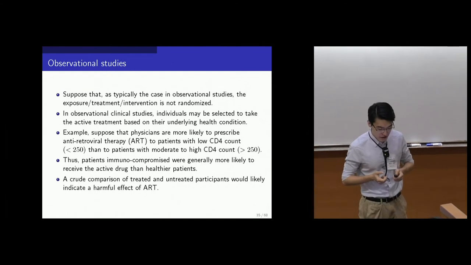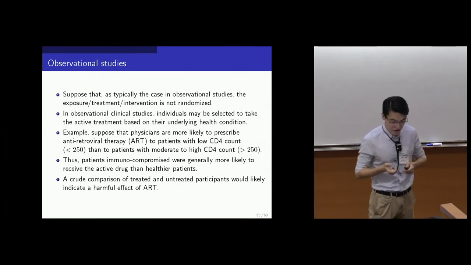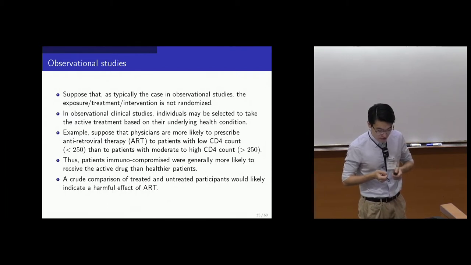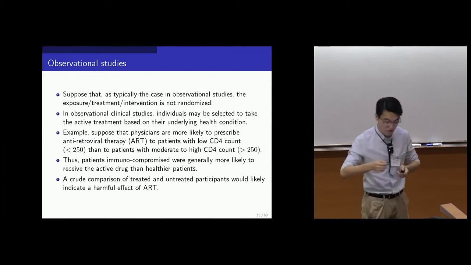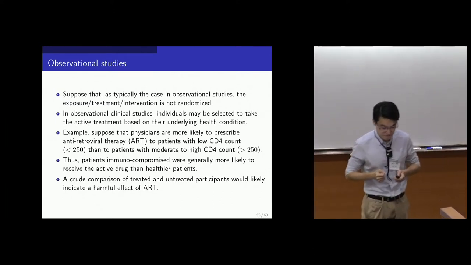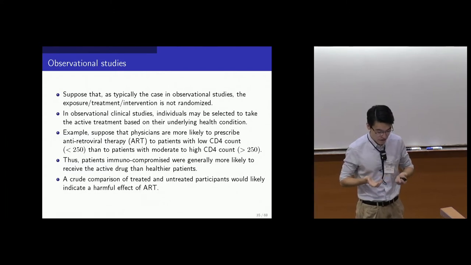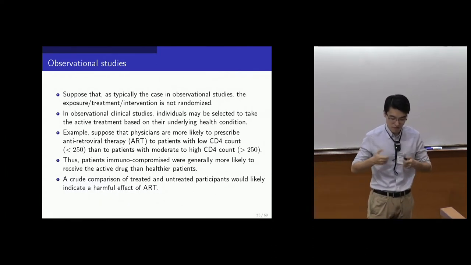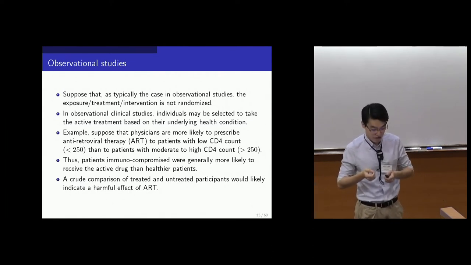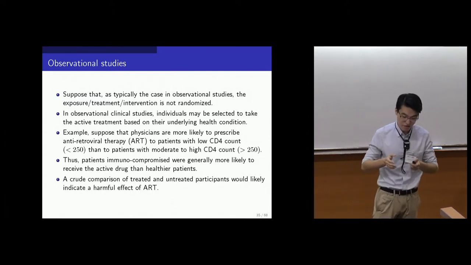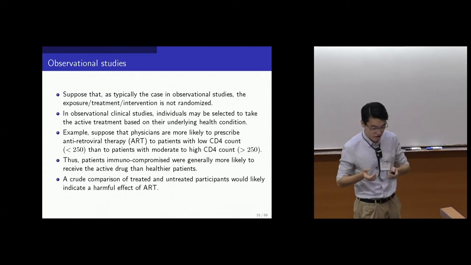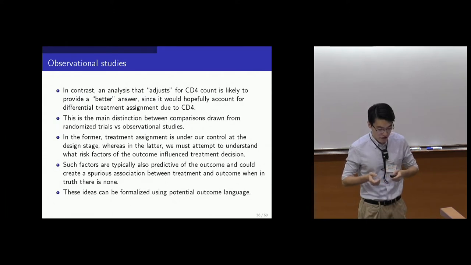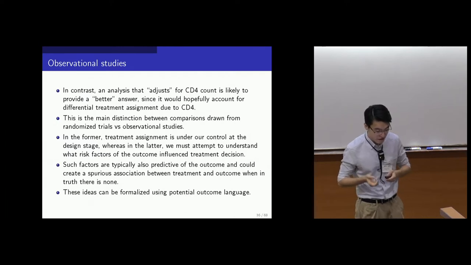So for example, in an observational clinical study, the individuals may be selected to take the active treatment based on their underlying health condition, right? If doctors are more likely to prescribe a certain therapy to patients with certain pre-existing clinical characteristics, in this example, patients who are more immunocompromised may be more likely to receive the drug than healthier patients. So if we just look at a crude comparison of the treated and untreated participants, it will most likely indicate a harmful effect of the therapy itself. In contrast, an analysis that adjusts for CD4 count is more likely to provide a more reasonable answer.